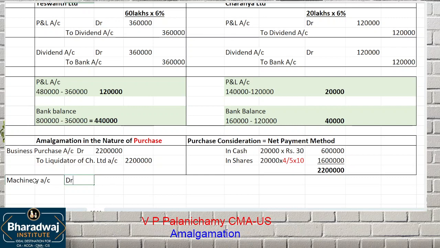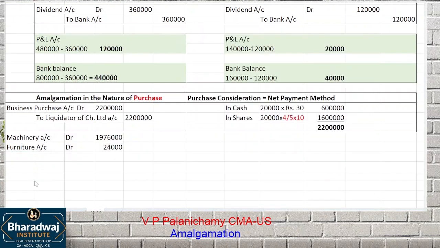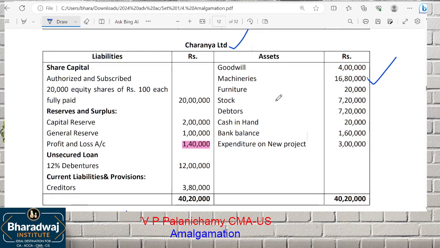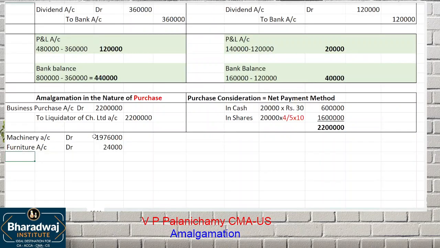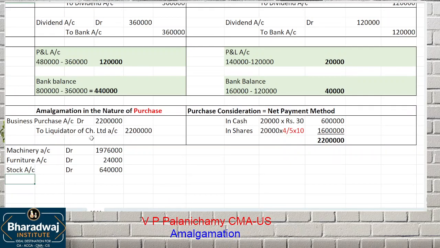Machinery account debit, how much? 19 lakhs 76,000. Then furniture account debit, how much? 24,000. Then what asset next? Stock is given, reduce 80,000 rupees from stock. So stock account debit will be 6 lakhs 40,000.